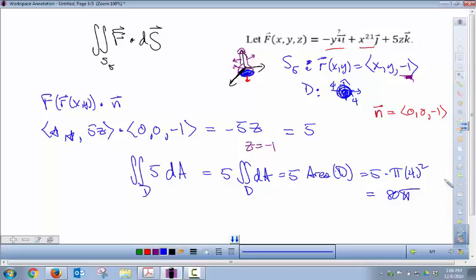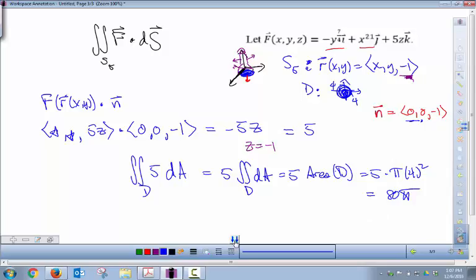Okay. So that turned out to be fairly easy to compute, right? And this really helps having a flat surface that's parallel to one of the coordinate planes, so that your normal vector will have a couple of zeros in there. That'll easily wipe out a couple of components.